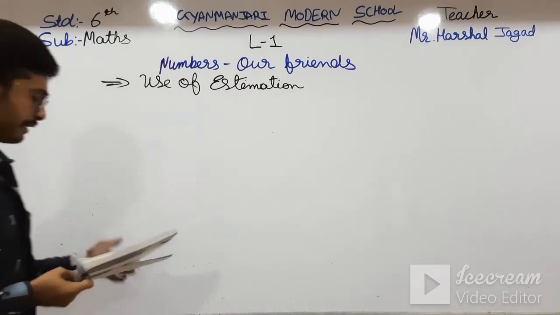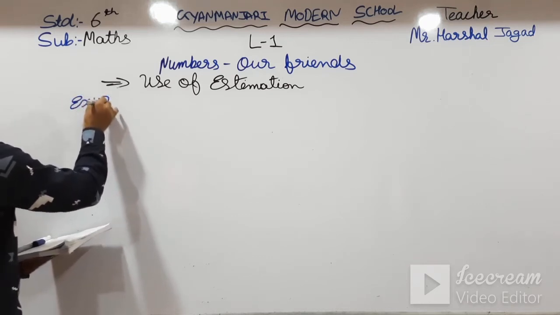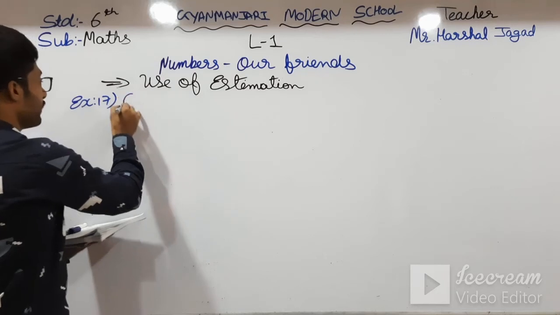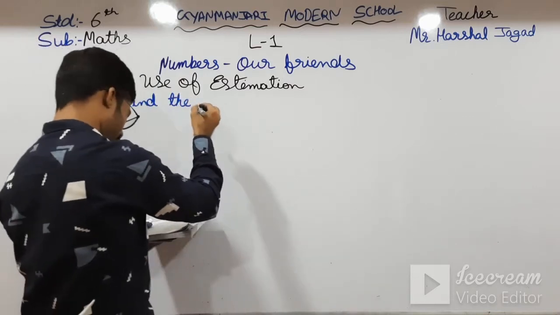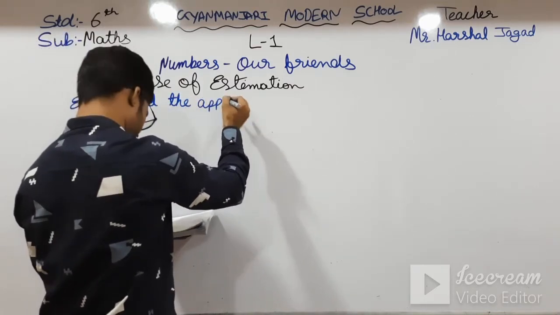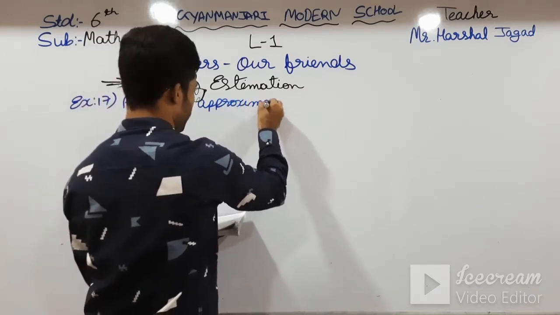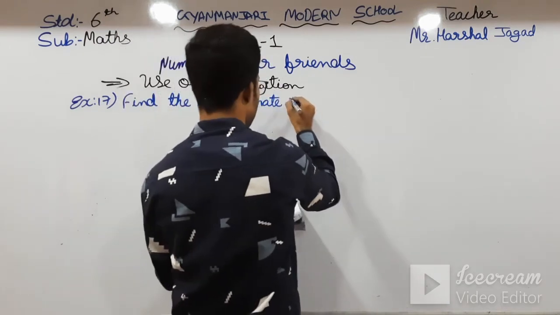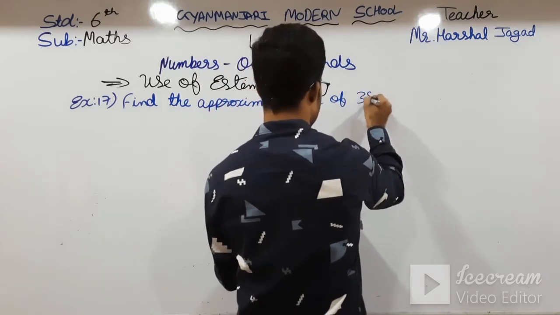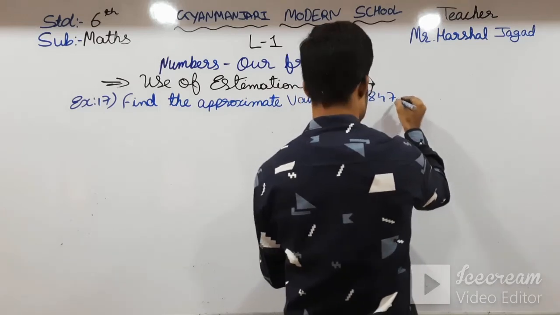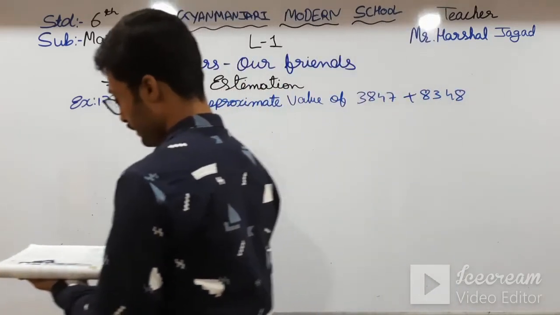Example number 17. Find the approximate value of 3847 plus 8348. So in this, what will you do?